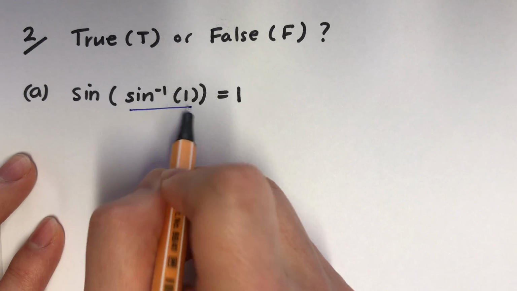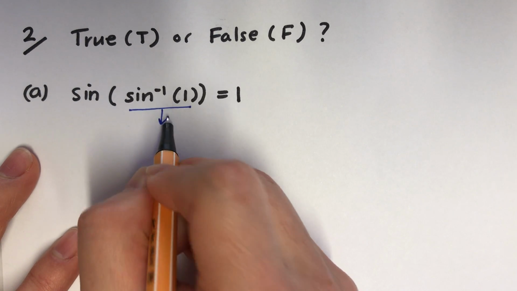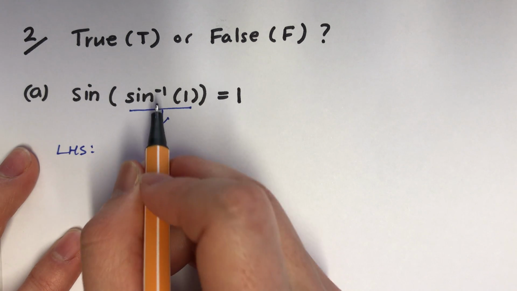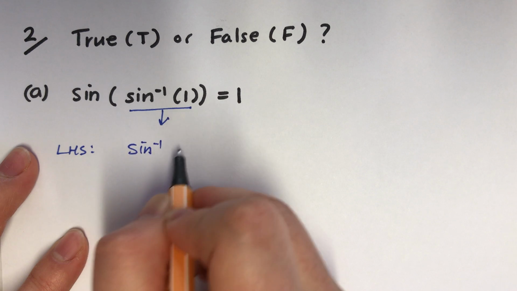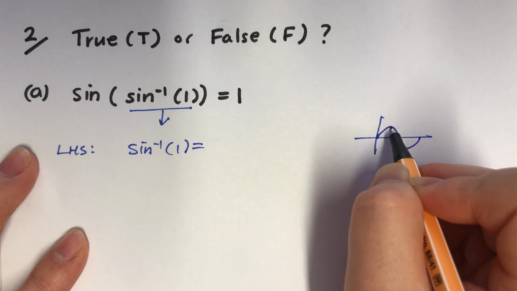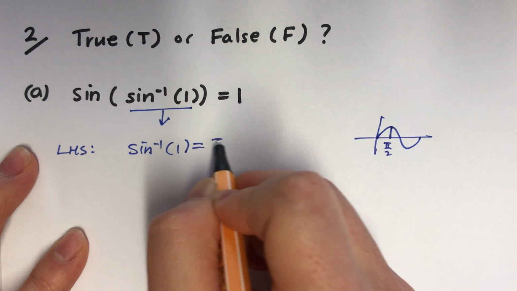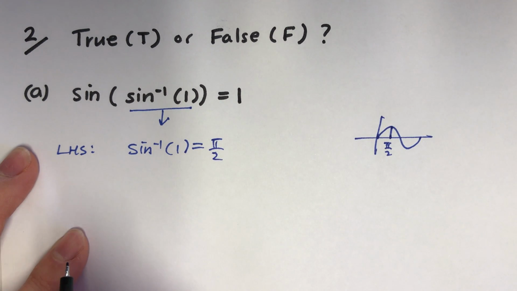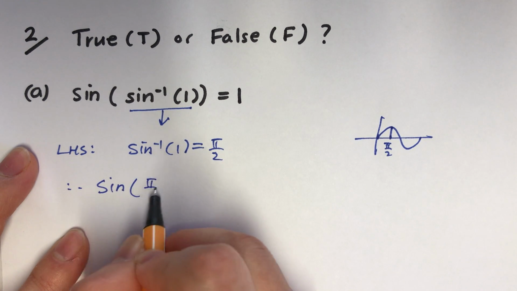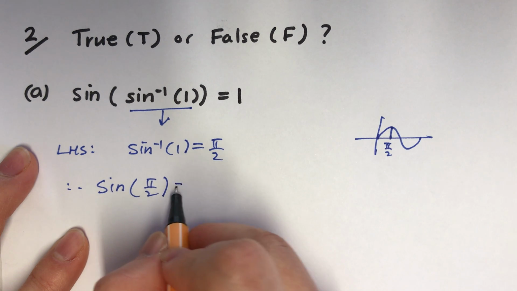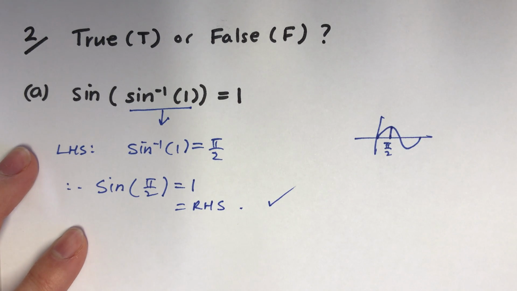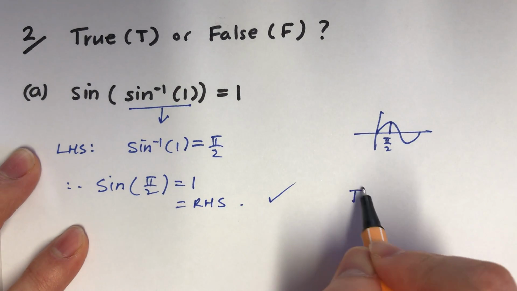So I'm going to do inside first. Here I will do left hand side first, but this part first. So inverse sine 1, when do we get 1? Pi over 2. So that's my pi over 2 here. So it means therefore sine pi over 2. When you get pi over 2, it'll be 1, which is right hand side. Okay, so that's not too bad. So it is true.